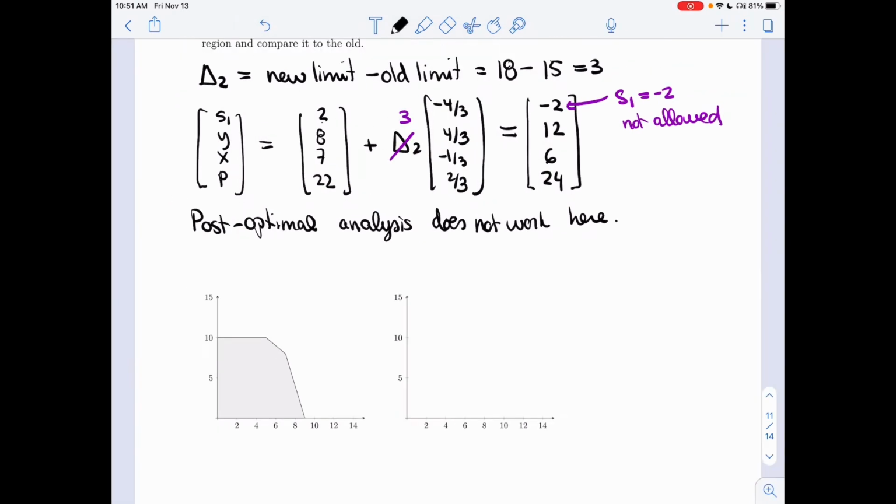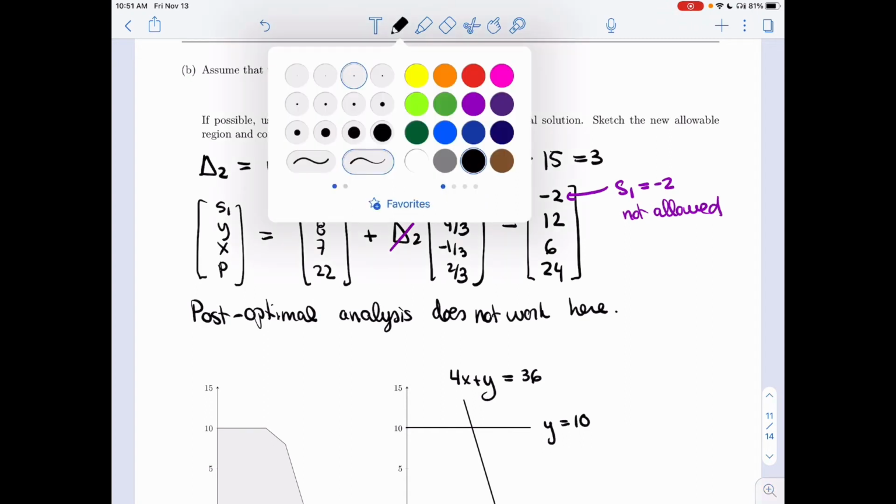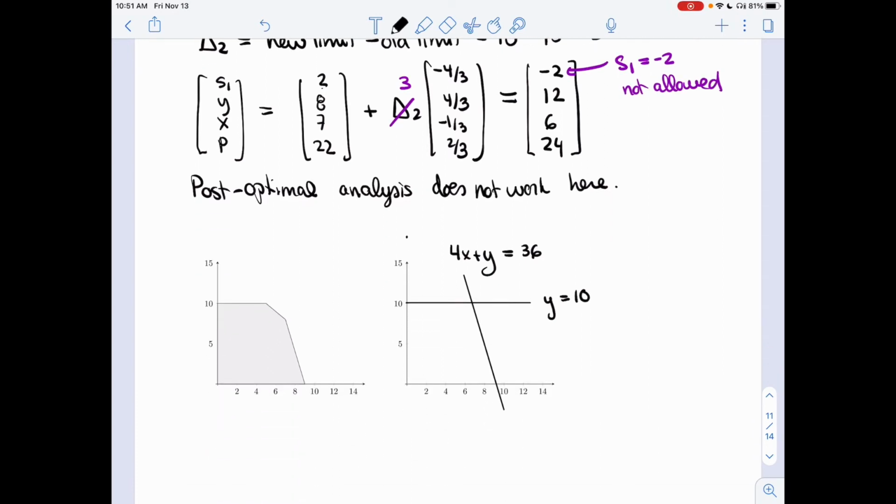All right, so my region, I haven't changed the first. I still have y equals 10, and I haven't changed this one either. So I'm doing this so I get the slope right. Sorry for cheating. All right, this one is 4x plus y equals 36. All right, so my new second constraint is x plus y is less or equal to 18. So 18 about here, 14, 16, 18 about here. So this is my new constraint.